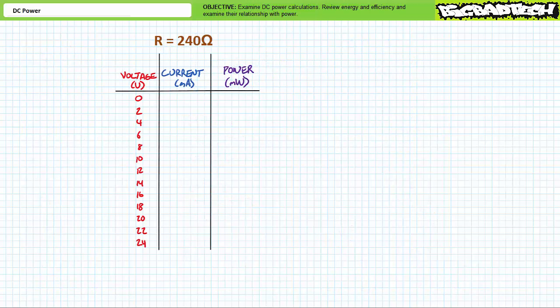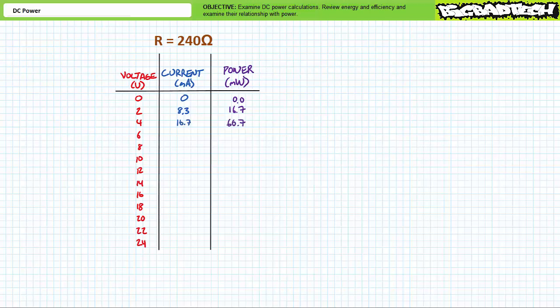As we did in the Ohm's law lecture, let's plot current and power as a function of voltage for fixed resistance. Consider a 240 ohm resistor that experiences 0 to 24 volts in 2 volt increments. With a 0 volt differential across it, no current flows through it and it dissipates no power. If we step voltage up to 2 volts, an application of Ohm's law demonstrates that we should expect 8.3 milliamperes of current and the resistor to dissipate 16.7 milliwatts of power.